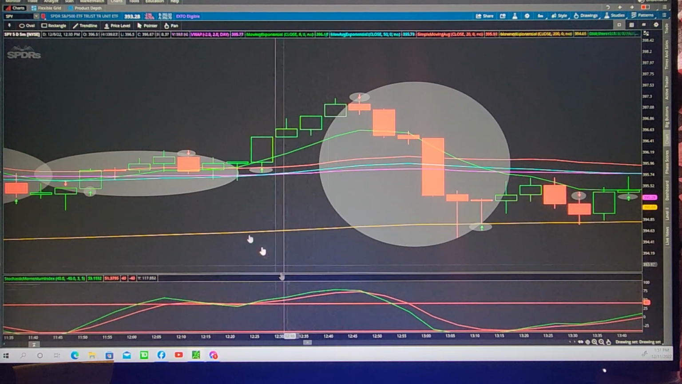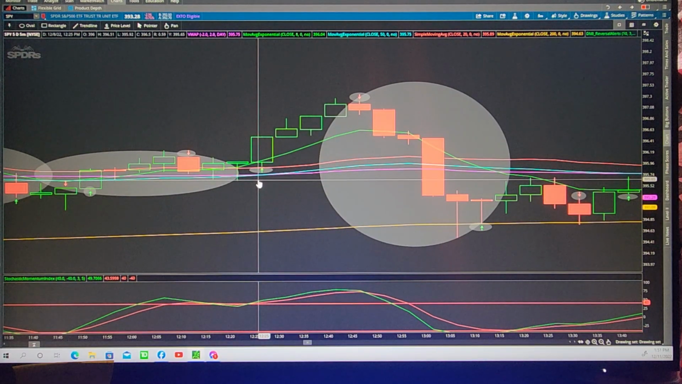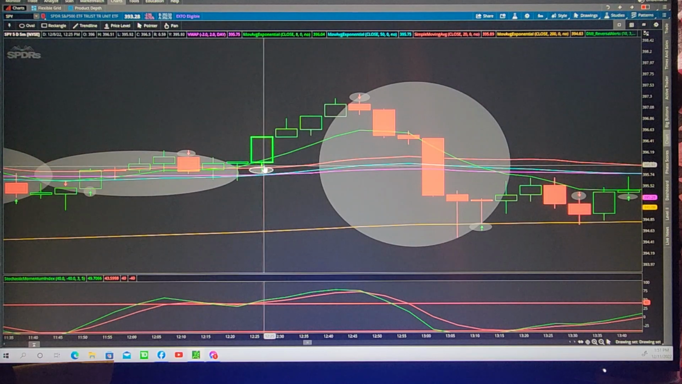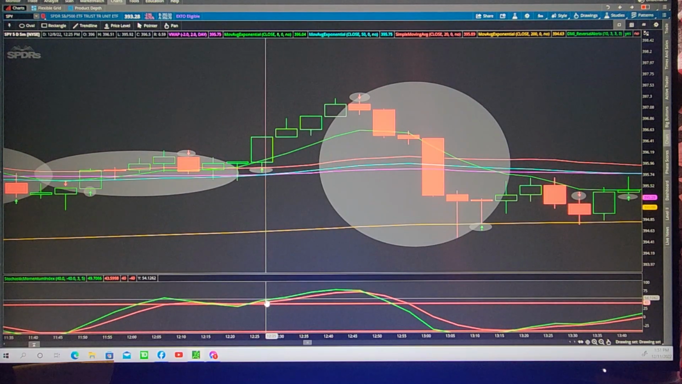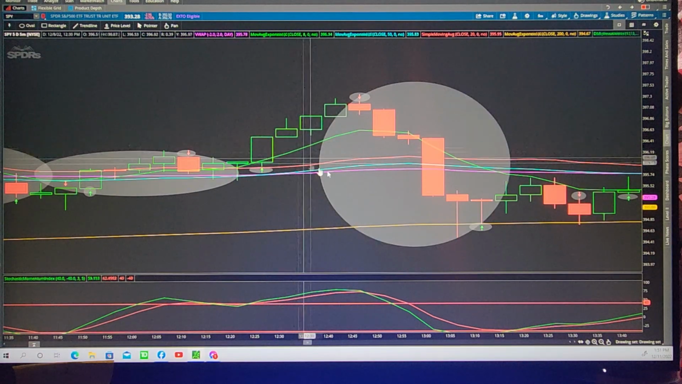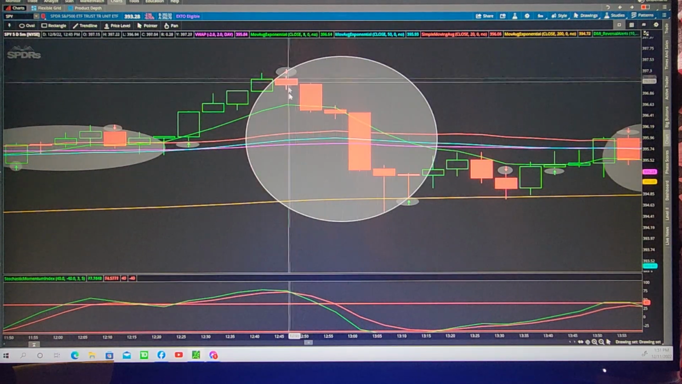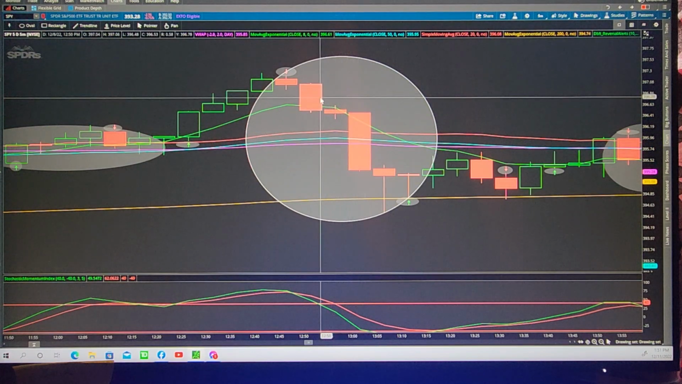Over here, I wish I would have caught this one. This would have been good, but I wouldn't have taken it because we're above the plus 40. Above the plus 40, I'm looking for puts. But that would have been a nice move. This one would have been fantastic. This is ideal. This is what you want all day long.